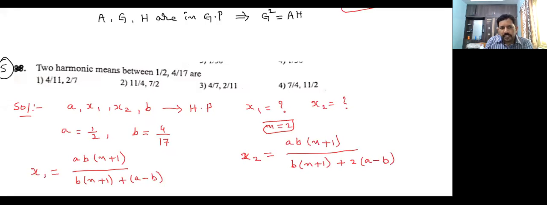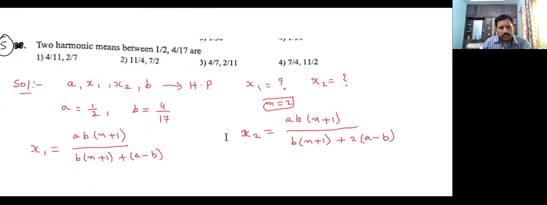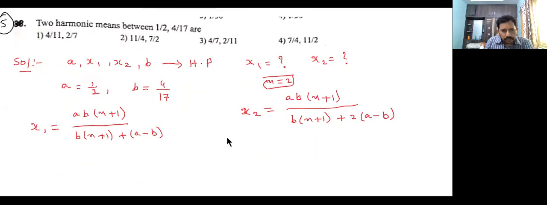What happened, students? Why are you raising your hand? Okay. Now substitute the A value, B value, and n value here, then we get the answer. What is A? 1 by 2. B is 4 by 17. And the n value is 2. So 2 into 1 by 2 into (2 plus 1), that is 3, divided by 4 by 17 into (2 plus 1), that is 3, plus 1 by 2 minus 4 by 17.